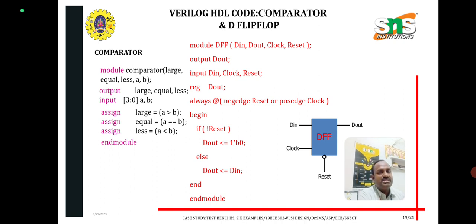D flip flop means it works as a negative reset or positive edge clock. If reset means everything is reset to 0, else it gives the output. So D flip flop means delay flip flop. Based on the delay, it comes as output. So D out is equal to D in means with some delay. Okay, or based on the reset value or clock value.